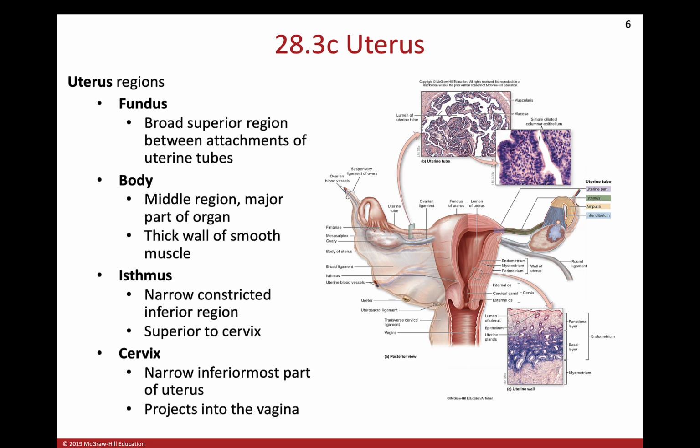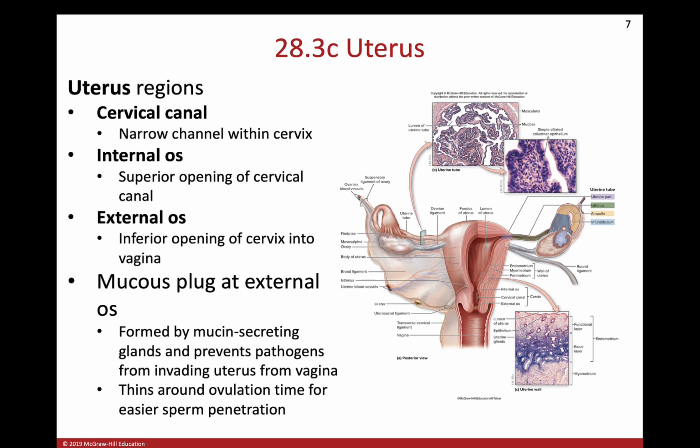Now, if we look at the anatomical areas of the uterus, they are as follows. The fundus is a broad superior region between the attachments of the uterine tubes. The body is the middle region. It's the major part of the uterus and has a thick muscular wall. The isthmus is a narrow constricted inferior region superior to the cervix. So the isthmus is not the cervix. The cervix is the narrow, most inferior part of the uterus, and it projects into the vagina.